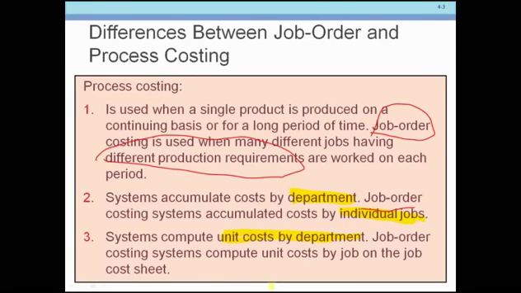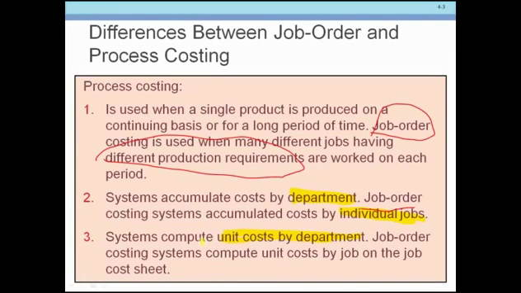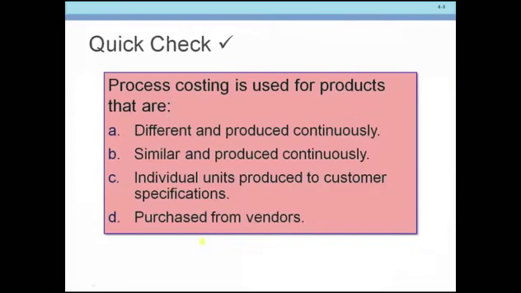In process costing, we're going to be dealing with departments. How much did we spend in department A before the product moved on to department B? What is our unit cost by that department? So we're using departments. Okay, let's take a look at this question.